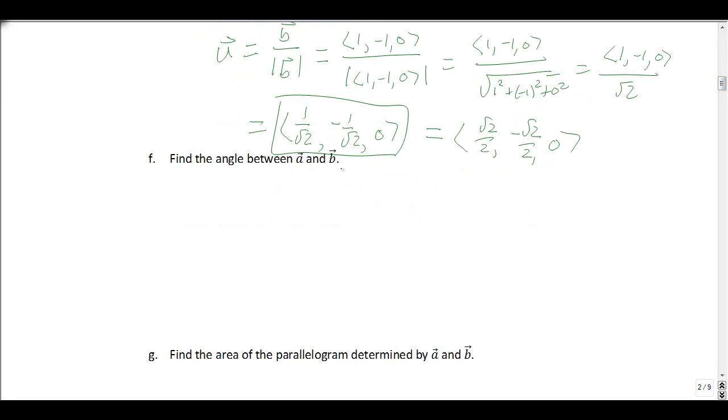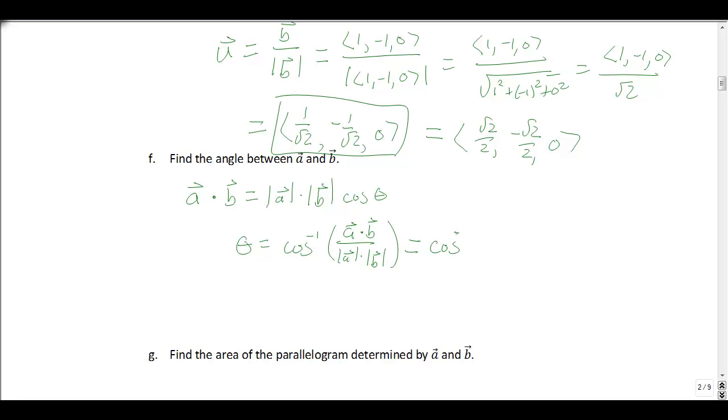Okay. Angle between A and B. So you have two vectors. You want to find the angle between them. What we're going to use is the formula A dot B is the magnitude of A times the magnitude of B times cosine of theta, where theta is the angle between the two vectors. So rearranging this, we get theta should be an inverse cosine of A dot B over magnitude A times magnitude B.